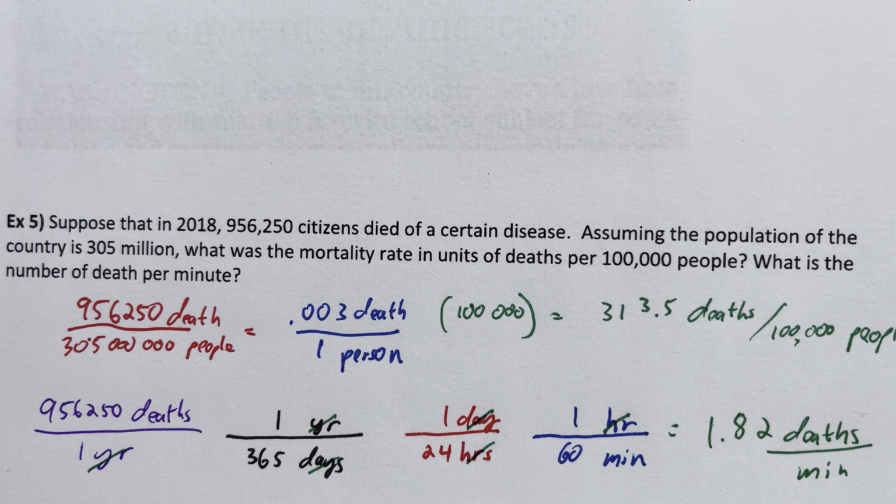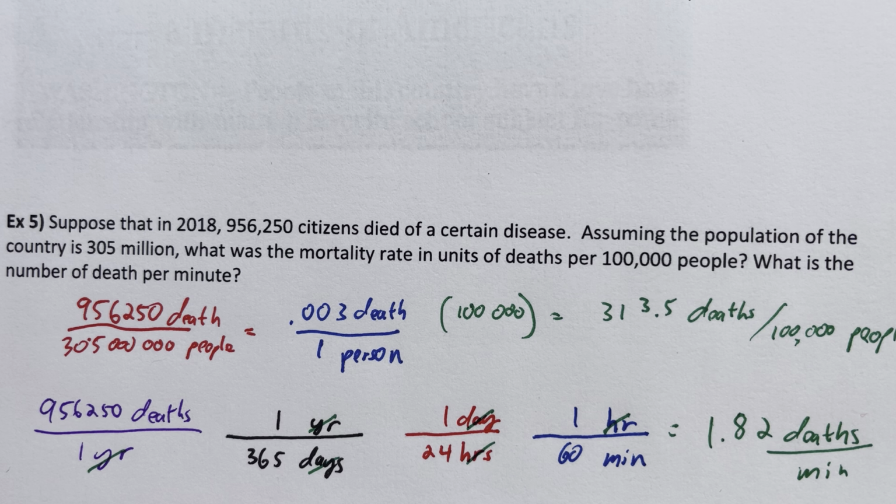The follow-up question was, what's the number of deaths per minute? So we have 956,250 deaths per year. We need to convert years to minutes. So 1 year is 365 days. Years is in the numerator, days is in the denominator. Years cancel. We're going to convert days to hours. So day goes to the numerator, 24 hours goes to the denominator. Days cancel. Convert hours to minutes.